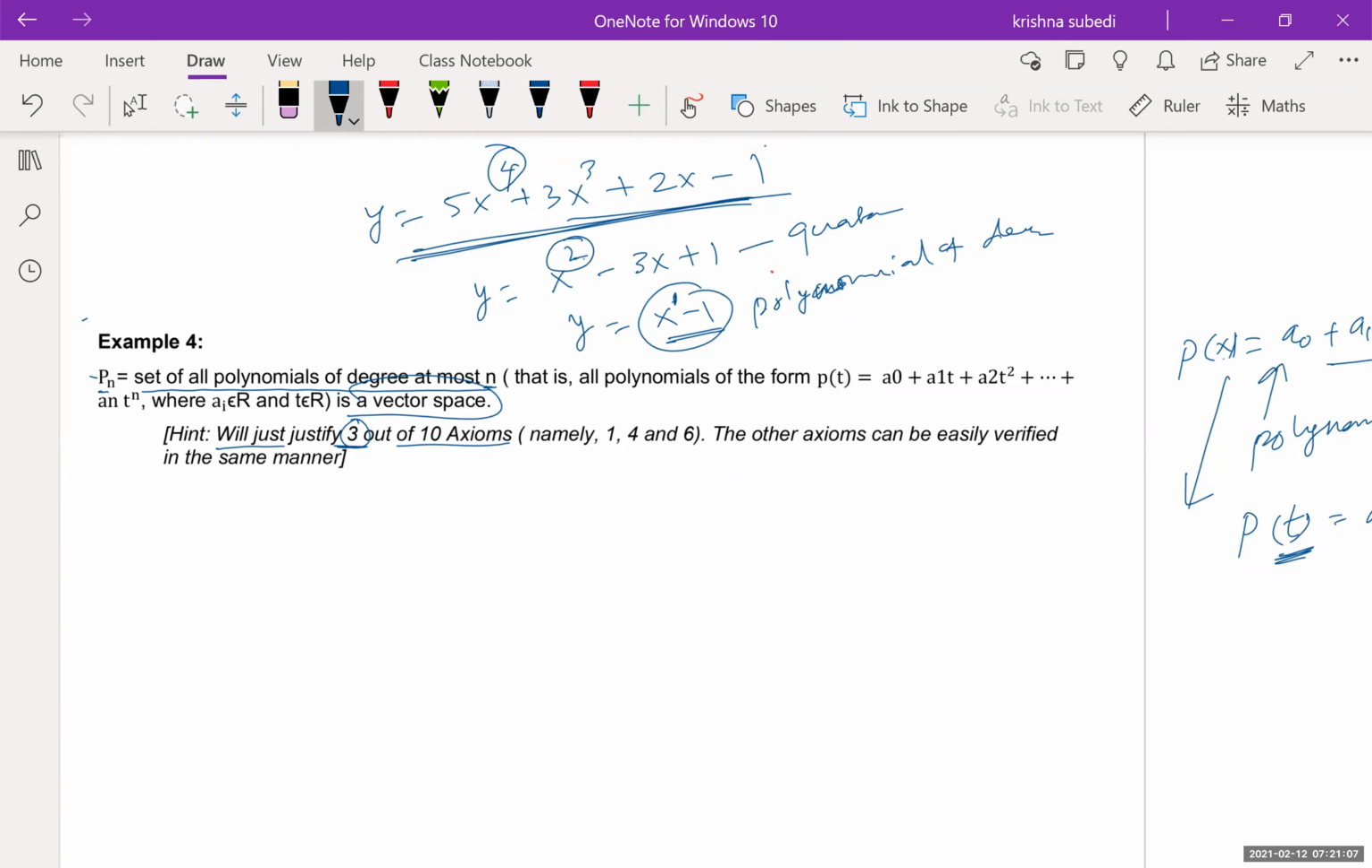So axiom number 1. I think I have already written it there. We verify 3 conditions, 3 axioms. Why 3 axioms? Again, if the space satisfies those 3 conditions, it will automatically satisfy all the remaining conditions. We can prove that easily. So condition 1.